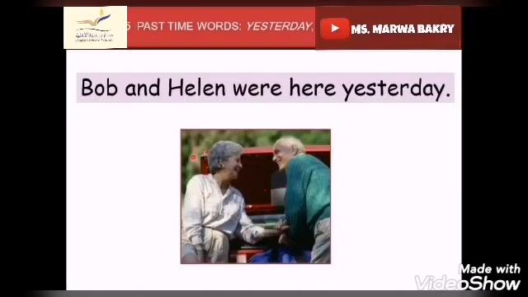Look at this picture. Bob and Helen were here yesterday. Take care, my students. Here we use the verb were. This is the past form of the verb to be. We took it before. Do you remember it? Here we are talking about the past time words. What are the past time words? Past time words like yesterday, last, and ago.